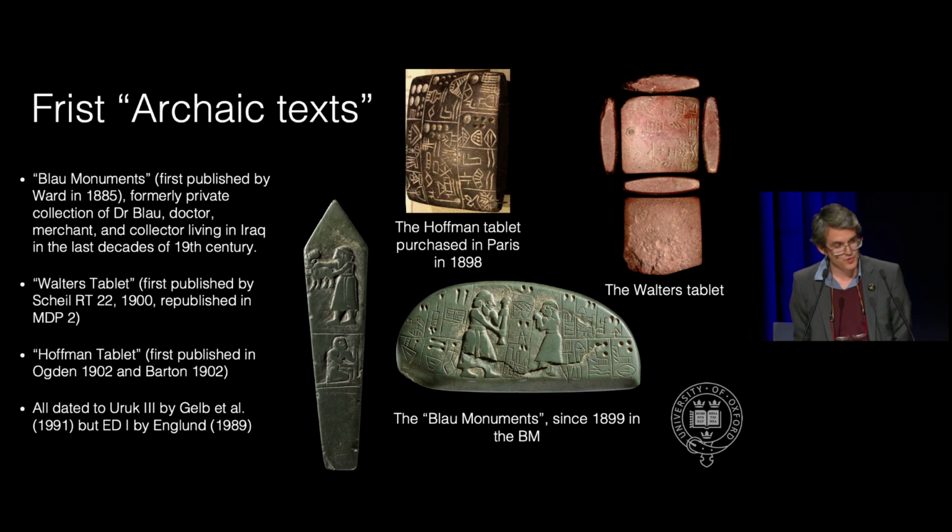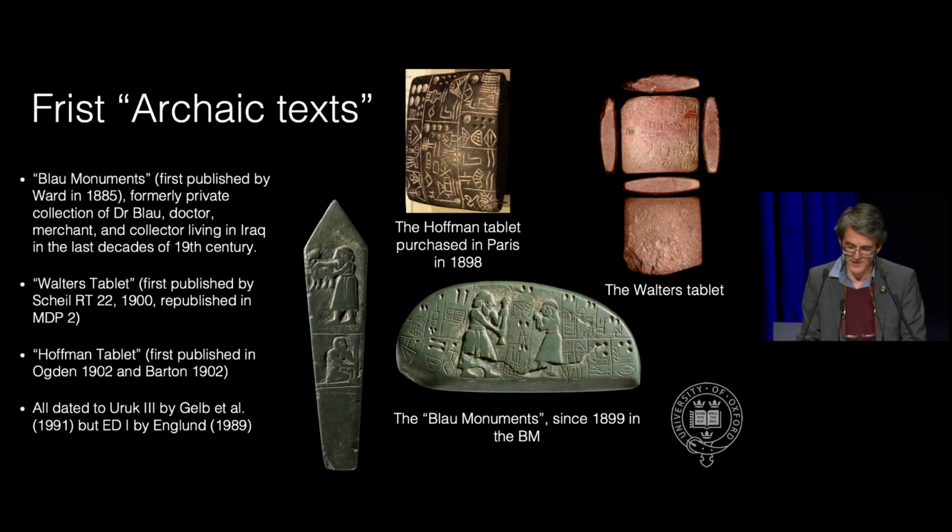But the very first two archaic texts to be known were the so-called Blau Monuments, which, despite frequently being claimed to be forgeries, are today regarded as authentic and belonging to an exclusive group of archaic Mesopotamian texts on stone. The Blau Monuments were first published by William Hayes Ward in 1885, after he had seen them in the house of Dr. Blau, a doctor, merchant, and collector living in southern Iraq in the last decades of the 19th century.